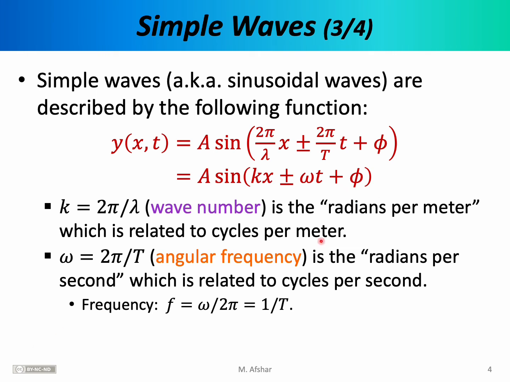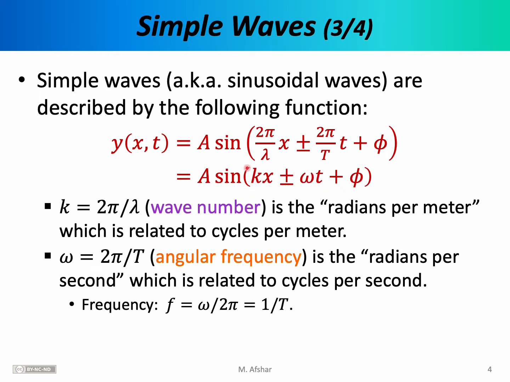In most elementary applications, a simple wave is described by this function on top. However, in slightly more advanced applications, you'll sometimes see the same function written in this form. Comparing the two lines, you can clearly see that 2 pi over lambda has been replaced by k, and 2 pi over T has been replaced by omega.